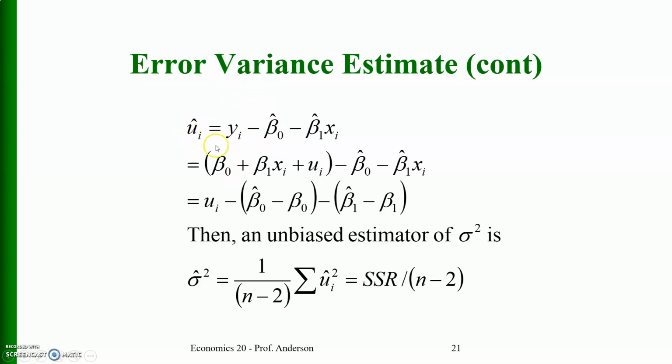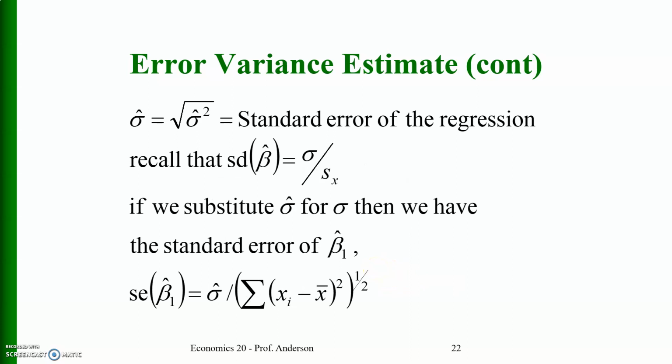This is how we calculate the error variance estimate. Ui hat is equal to this equation, and manipulating this, finally the unbiased estimator of sigma square is sigma hat square, which is equal to 1 divided by n minus 2 times the summation of ui hat square, that is, the residual sum of squares divided by n minus 2. And the standard error of beta 1 hat is equal to sigma hat divided by the square root of the summation of xi minus x bar squared.